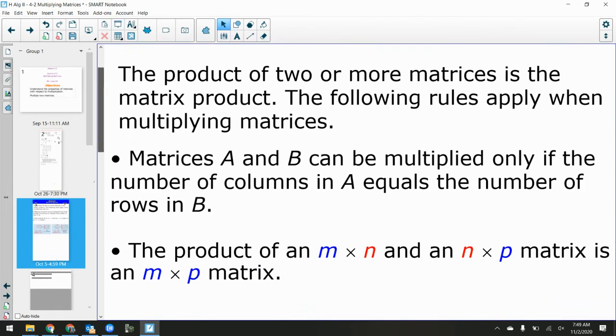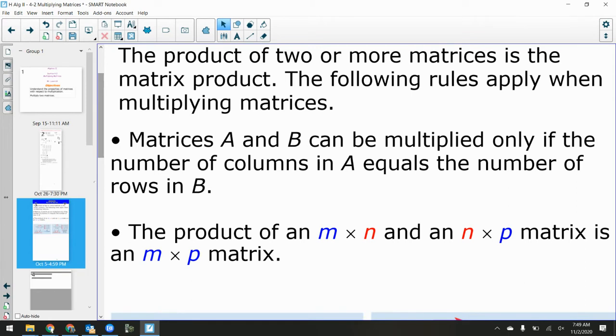All right, take a look at those two rules. Matrices A and B can be multiplied only if the number of columns in A equals the number of rows in B. Weird. The number of columns in A must match the number of rows in B. So if I have an M by N matrix times an N by P matrix, I'm just substituting letters in there for numbers because they could be arbitrary. If I have an M by N matrix and an N by P matrix, I can multiply those together because the number of columns in A matches the number of rows in B.